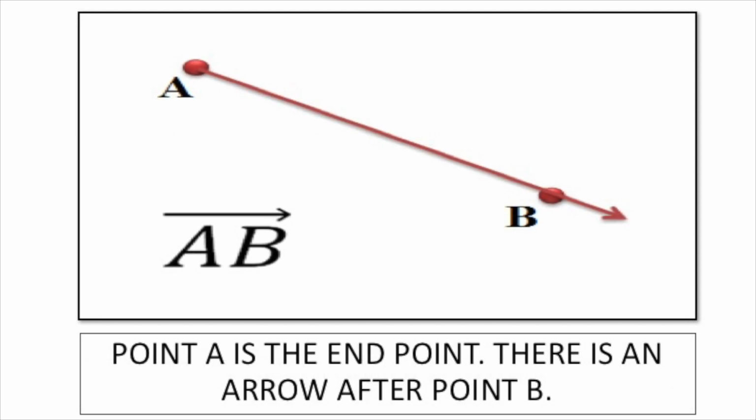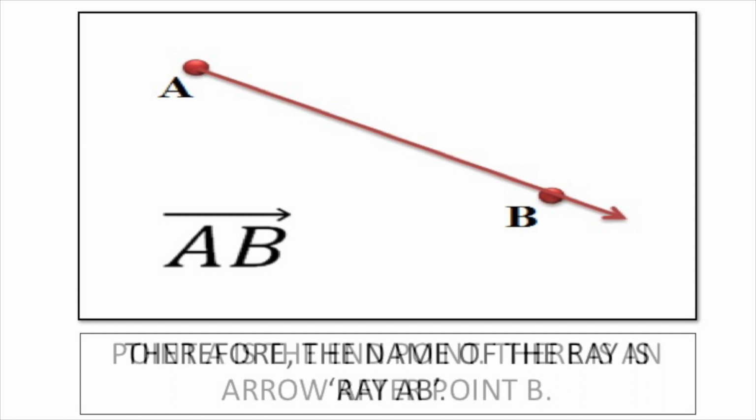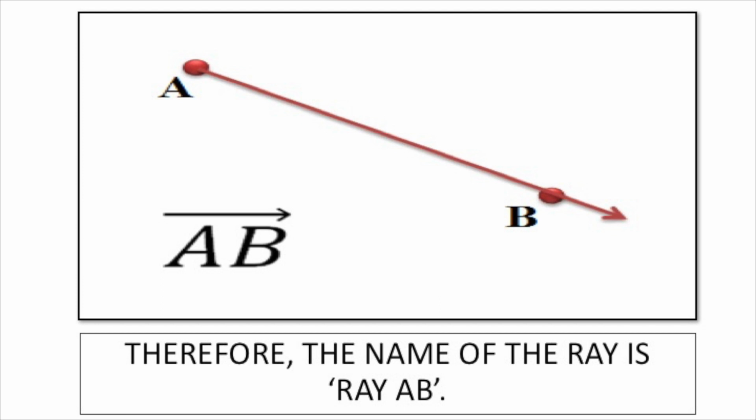Point A is the end point. There is an arrow after point B. Yes. Therefore, the name of the ray is ray AB. Okay, it can't be ray BA. The line ray can only go in the direction of the arrow. It can't come back this way like line segments can. So this can never be BA. It has to be ray AB.